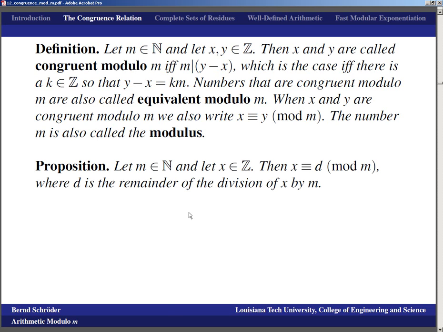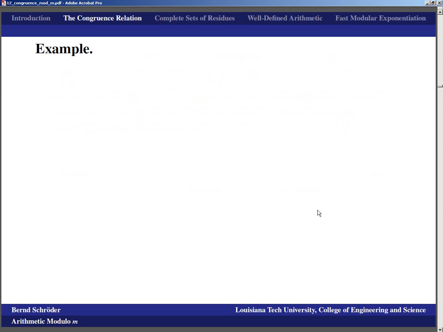And then the first proposition is, if m is your modulus and x is an integer, then x is equivalent to d modulo m, where d is the remainder of the division of x by m. And that isn't even something that we have to prove, because what is the difference between x and its remainder? It's the quotient times the modulus, so that difference most certainly is divisible by m.